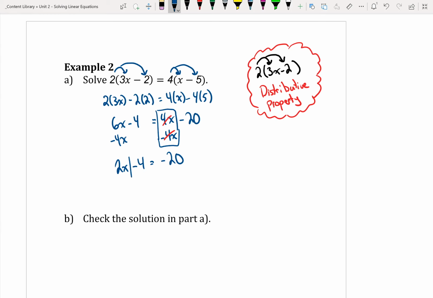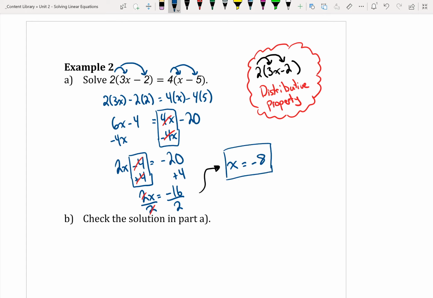To get the x by itself, to get rid of minus 4, I need to add 4. Do the same thing to both sides. I'm left with 2x equals negative 16, because the minus 4 and plus 4 cancel out. To get rid of the 2, because it's 2 times x, I need to divide by 2. I can divide by 2 on both sides. One side they'll cancel out, and I'm left with x is equal to negative 8, because of negative 16 divided by 2.